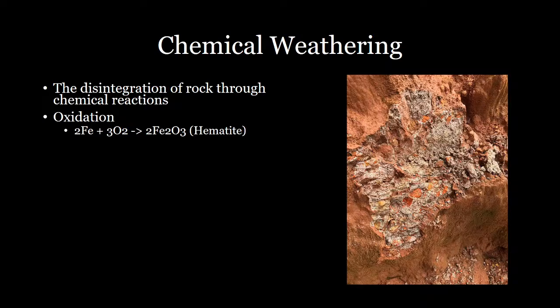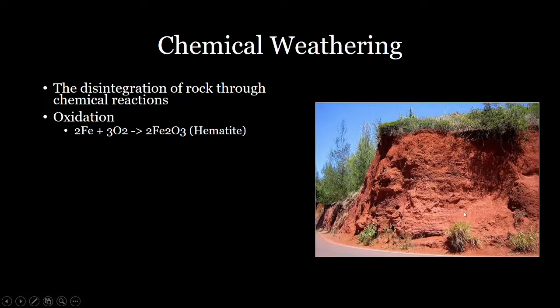This is just when oxygen bonds with ions within a rock. For example, iron. Iron and oxygen combine to make Fe2O3, which is hematite, which is one of the major components that cause rocks to have a reddish hue to them. And sometimes they have an incredibly dark red hue as the iron content of that rock increases.